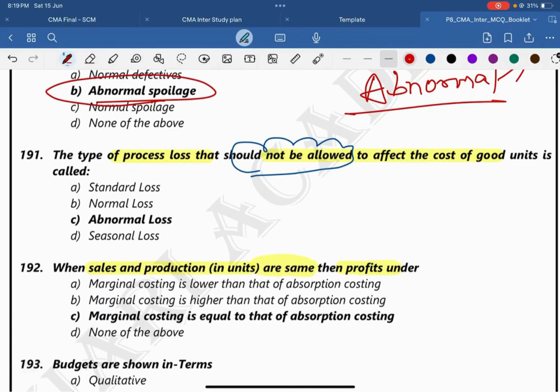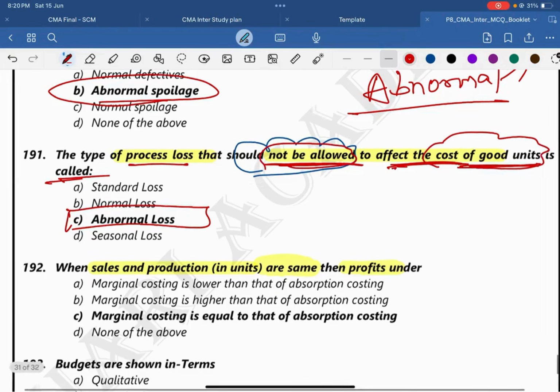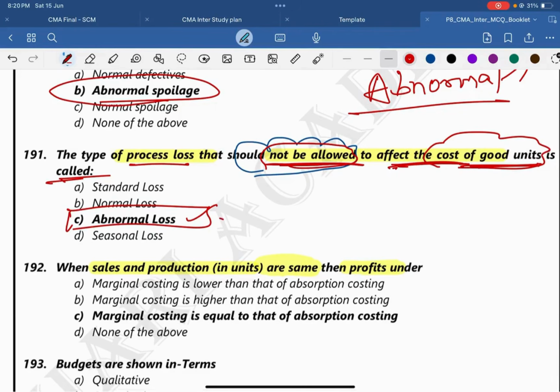The type of process loss that should not be allowed to affect the cost of good units is called abnormal loss. Normal loss will be allowed to affect the cost of good units, but abnormal loss will not be allowed. That process loss is known as abnormal loss. For abnormal loss only we will find out the rupee value. For normal loss we will not find any value.